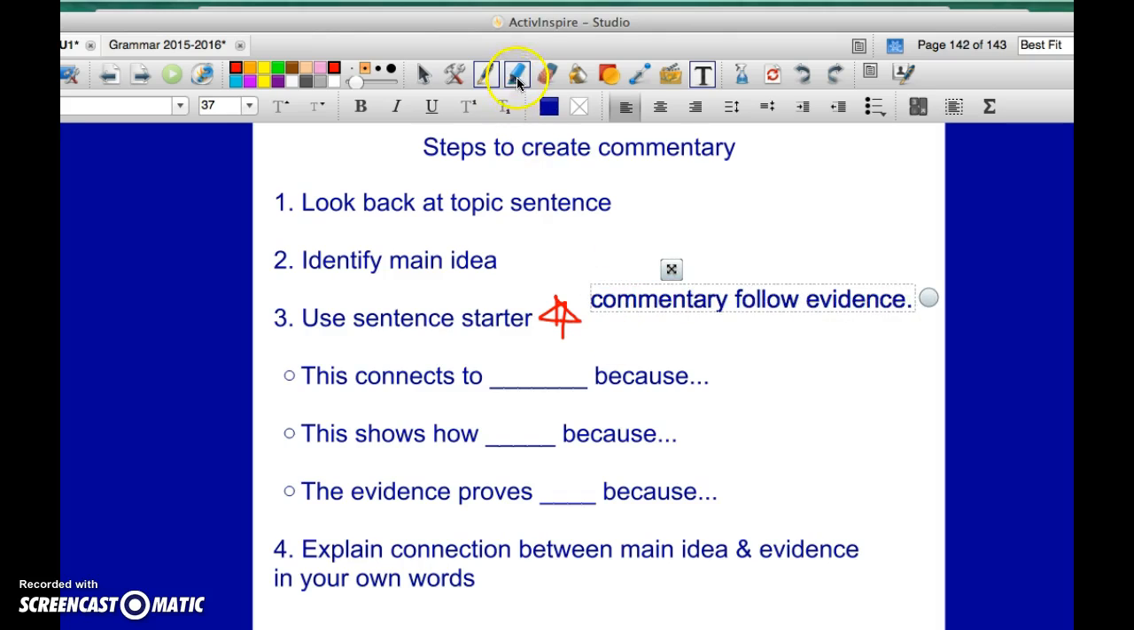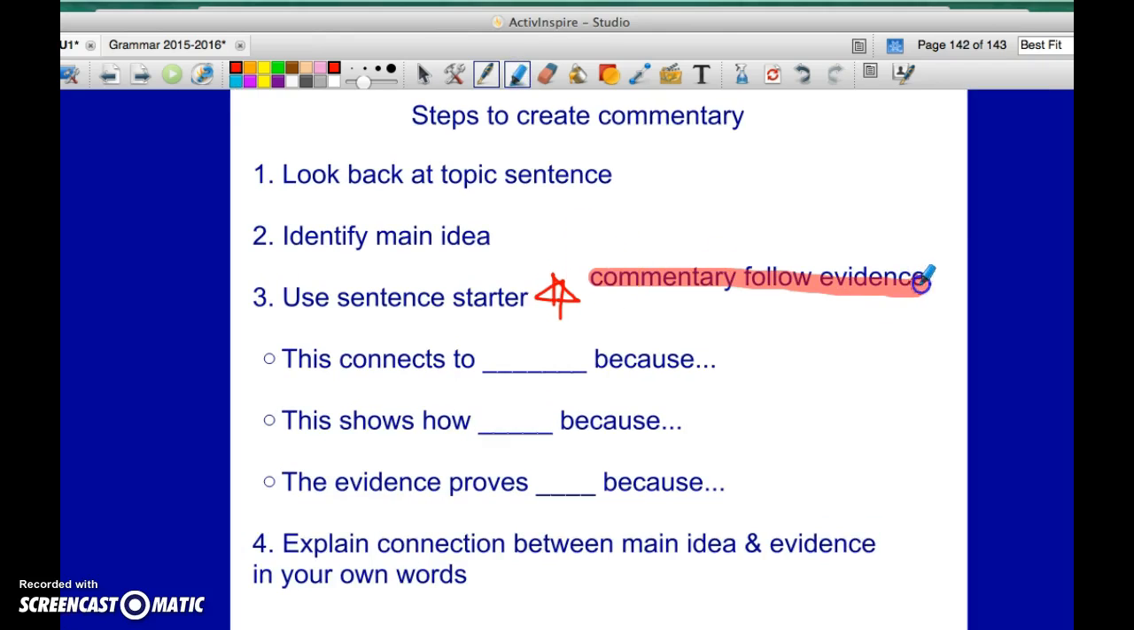And we're going to use that for mostly our first writing piece, because it's kind of just like the easiest to see, okay, I have evidence, I have commentary. So you can use one of these 3 sentence starters to make sure that you have commentary and you're really clearly explaining the connection. So you can say this connects to blank because blank. This shows how blank because blank. This evidence proves blank because. And what goes in each one of these blanks is basically the main idea.